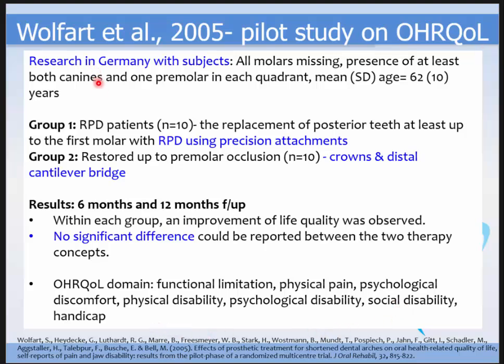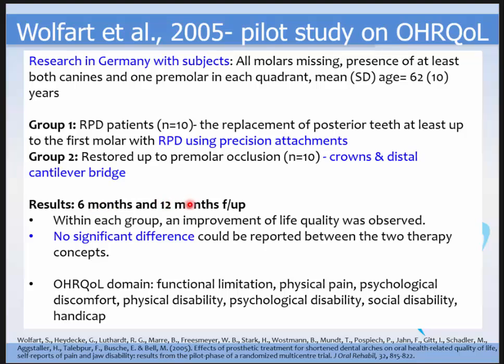In Wolford's study, they have a very small number of subjects, 10 in each group, to look into the oral health related quality of life. They have group 1 with patients wearing dentures. The dentures are actually with precision attachments. And then in group 2, they provide the patients with crowns and a distal cantilever bridge, and they restore up to the premolar occlusion. For the dentures, they restore up to the first molar.